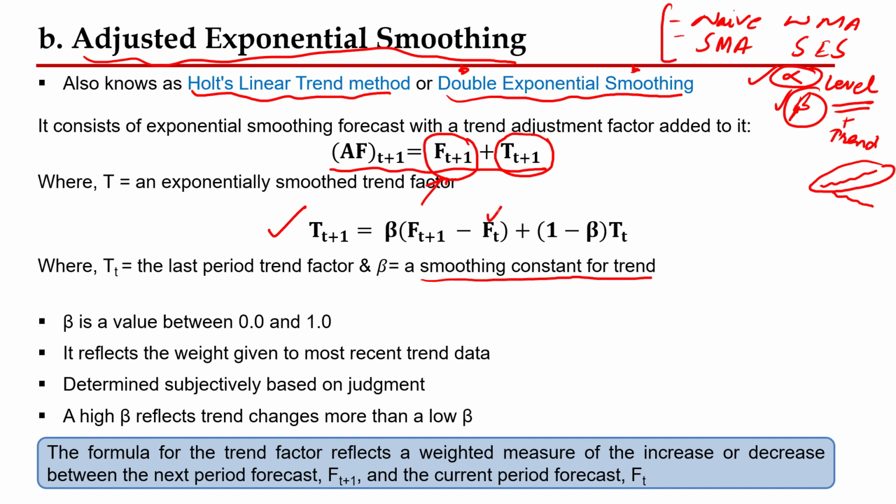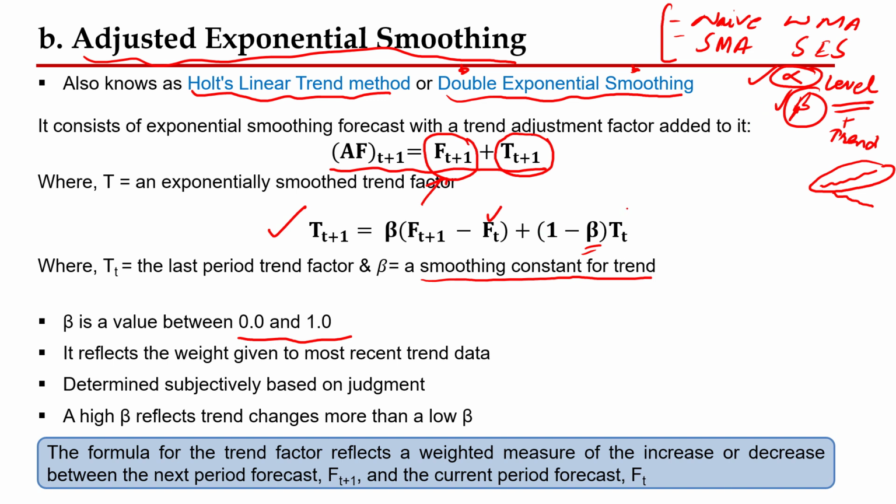and FT, the t-th time period forecast value from simple exponential smoothing. Then we have 1 minus beta times T t, the last time period trend component value. Because beta is also a weighting factor, the weight should be between 0 and 1, like the alpha.